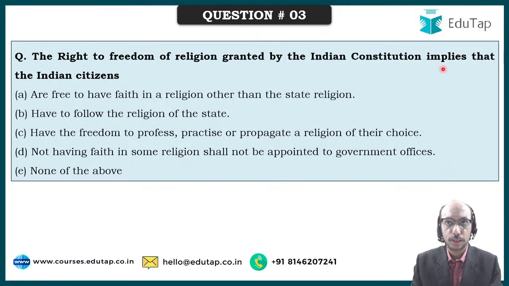The right to freedom of religion granted by the Indian Constitution implies that Indian citizens are free to have faith in a religion other than the state religion, have to follow the religion of the state, have the freedom to profess, practice or propagate a religion of their choice, or those not having faith in some religion shall not be appointed to government offices, or none of the above. What does the right to freedom of religion, which is a part of the Indian Constitution, imply, right? Does it mean that we are free to have faith in a religion other than the state religion? Does it imply that we have to follow the religion of the state? Does it imply that we have the freedom to profess, practice or propagate a religion of our choice? Does it imply that not having faith in some religion, we will not be appointed to government offices, or none of the above?